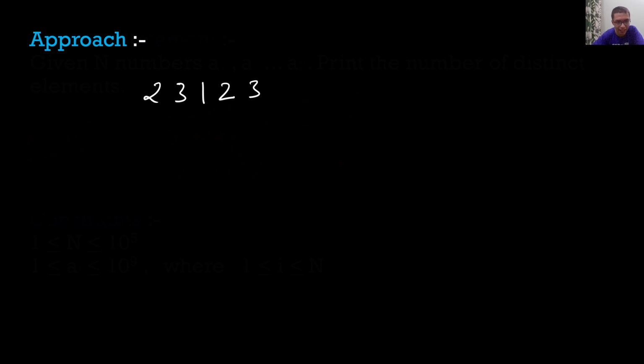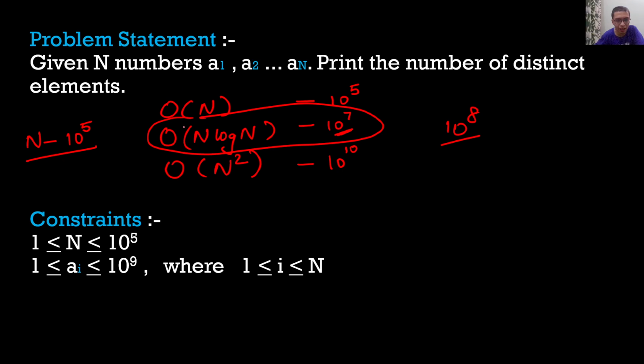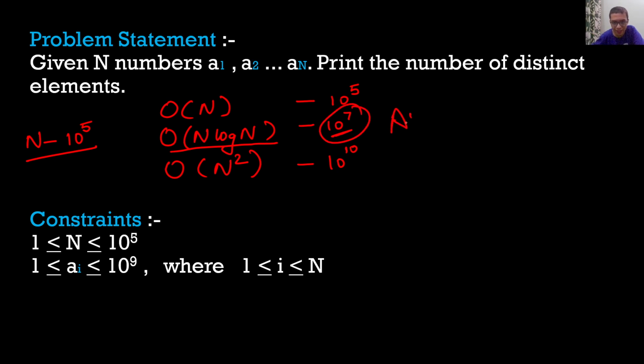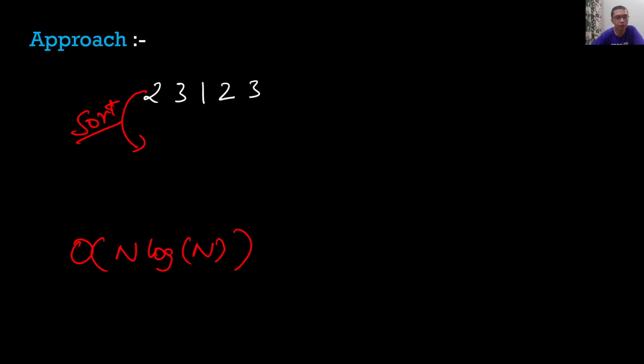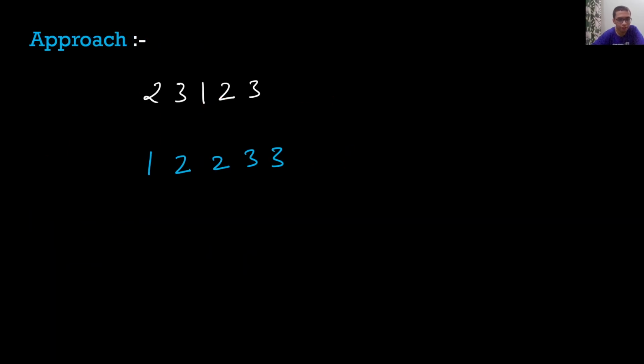And in the previous slide, we can see that n log n takes 10 to the power 7 steps. Hence, it is going to be acceptable, right? So, firstly, I would sort these array elements and I'll use a variable count and initialize it to 0, right? This variable would store the number of distinct elements in our array. So initially, I have 0 distinct elements in my array.